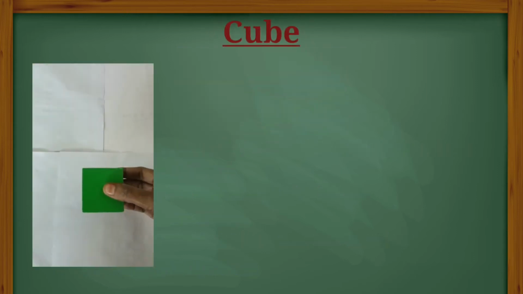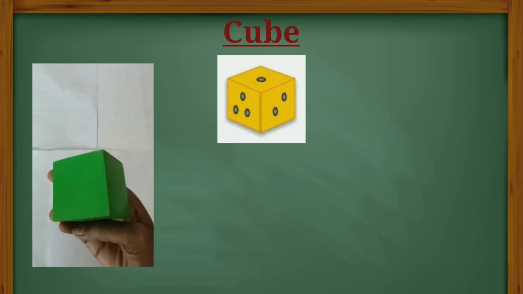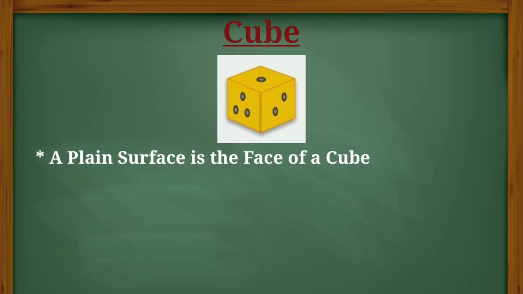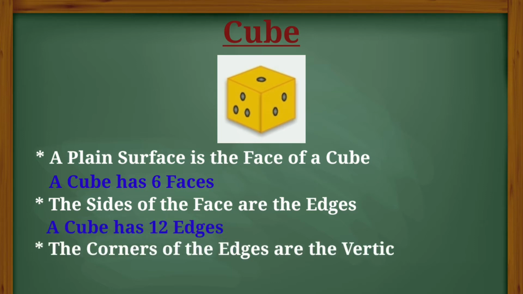Now, see this. It is a cube. A dice is an example of a cube. A plane surface is the face of a cube. A cube has 6 faces. The sides of the face are the edges. A cube has 12 edges. The corners of the edges are the vertices. A cube has 8 vertices. Like a cuboid, it also has 6 faces, 12 edges and 8 vertices.